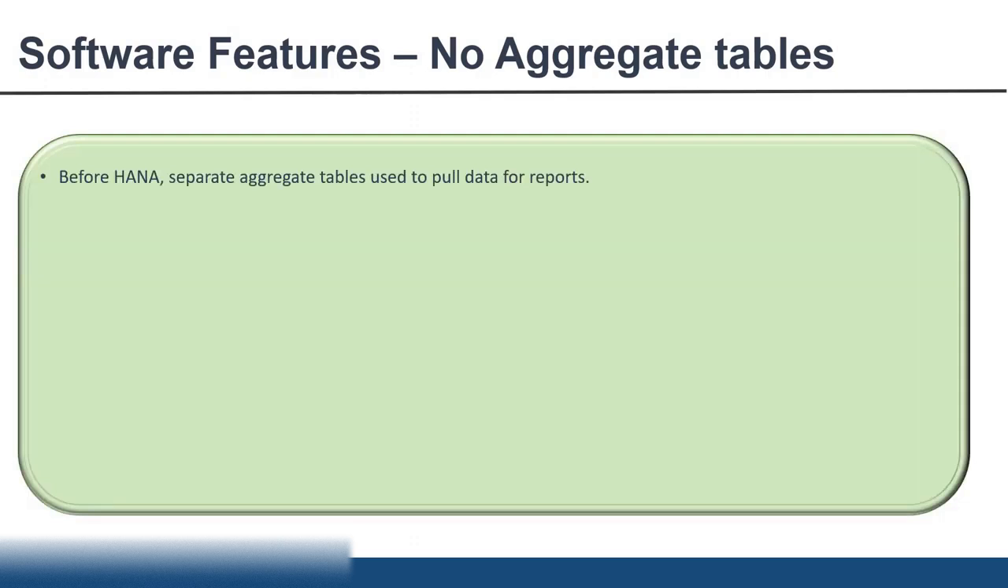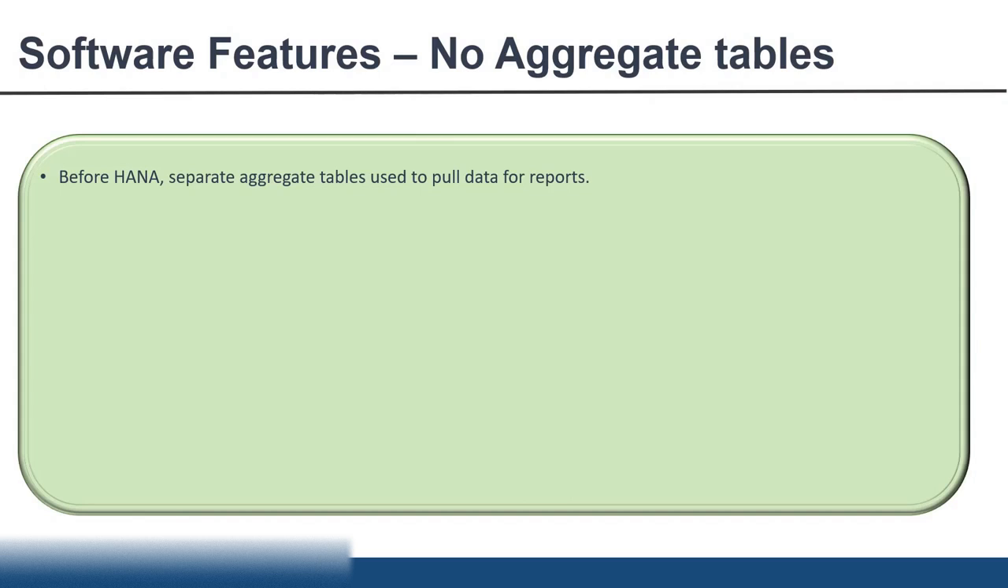The next software feature of HANA is that there are no aggregate tables in HANA. Before HANA, that means in ECC, multiple aggregate tables were used. What is the purpose of aggregate tables? What is an aggregate table? Say, for example, consider the finance module.